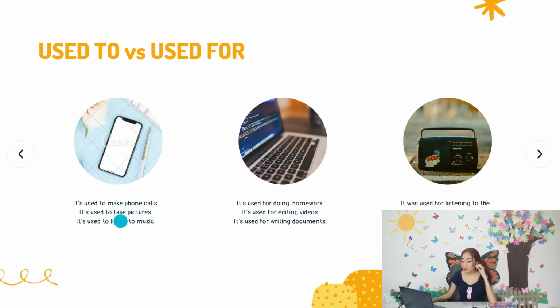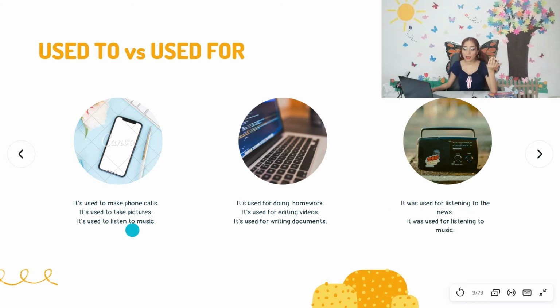It's used to take pictures. Also, this is in infinitive because it says used to, okay? It's used to listen to music. It's used to listen to music, okay? So that's really nice. There are some examples, as you can see in here. In the three of them, I used infinitive verb because I'm using used to, and the verbs are make, take, and listen, okay?